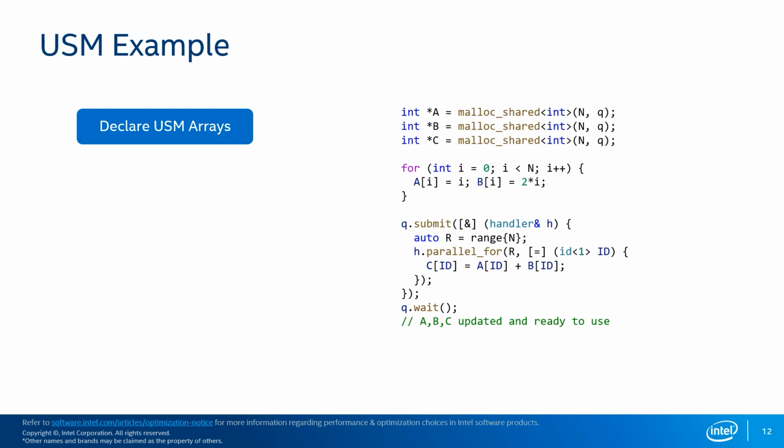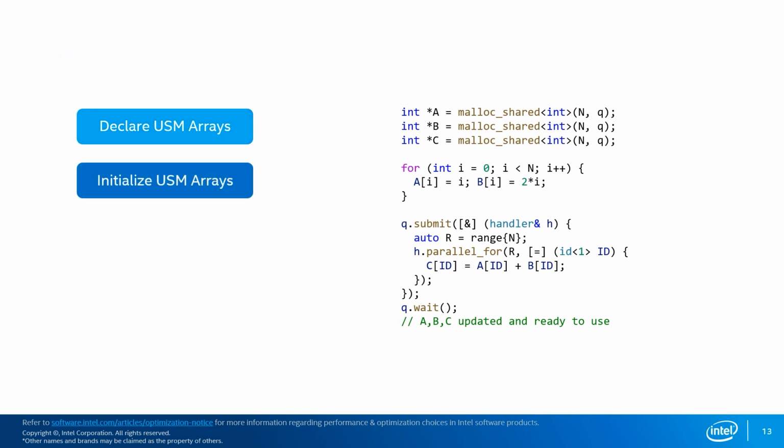Now, we will show how this example can be written using USM shared allocations. First, we must allocate our arrays. Here, we do this using a templated form of malloc_shared that will allocate n integers against the device and context used by the SYCL queue. After that, since USM shared allocations are accessible on both the host and device, we can directly initialize the input arrays, A and B, on the host since they're regular C++ pointers.